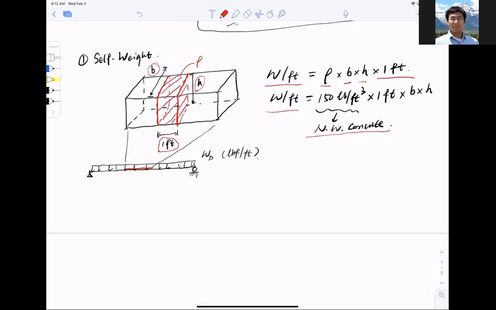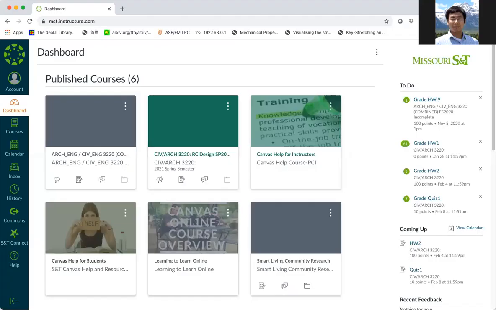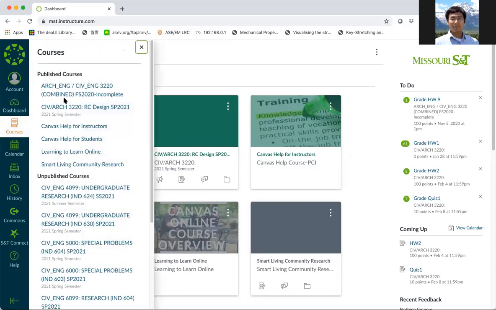Okay, let me stop sharing my iPad for a moment, and I want to switch back to Canvas. I want to show you how to navigate Canvas. A lot of students ask me questions about Canvas. If you go to your Canvas tab, you should see a screen like this. In my case, I click on a course. My favorite course is Civil Architecture 3220. I combined two sections into one, RC Design Spring 2021.